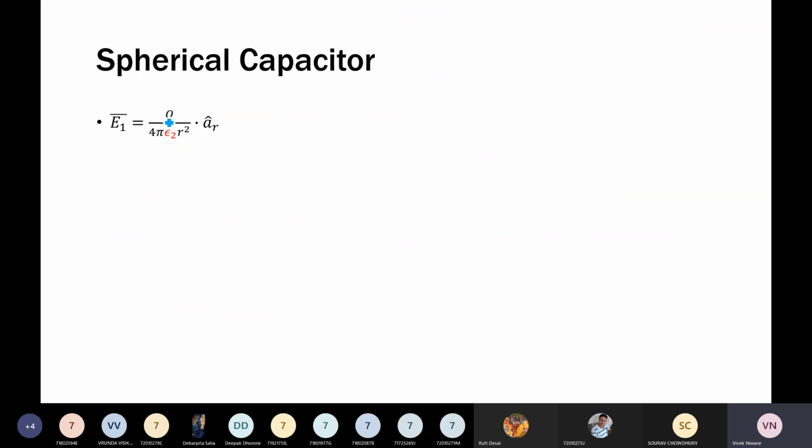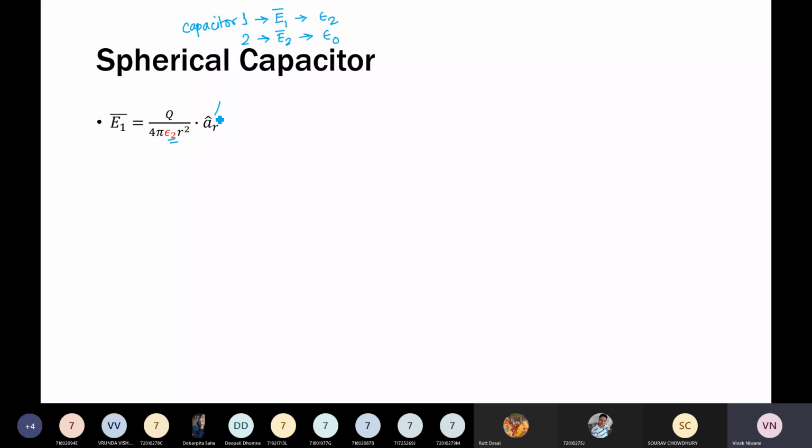So electric field 1 is equal to Q upon 4 pi epsilon 2. Okay, थोड़ा सा ध्यान रखिएगा कि भाई कैपेसिटर 1 है, capacitor 1 will produce electric field intensity E1 has permittivity epsilon 2. Capacitor 2 will produce E2 bar. It has dielectric permittivity as epsilon 0.